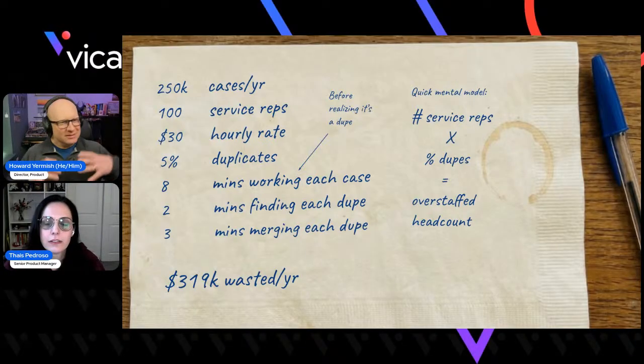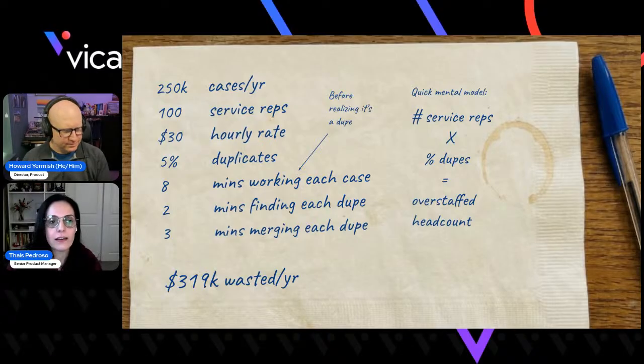Walk me through this, Thais. Yeah, so let's say that we have a support team with no detection in place. They don't really know the duplicates. They don't know how to spot that. But let's say that they have 250,000 cases a year. They have 100 service reps working on those cases and making about $30 per hour. And 5% of the cases that they see are duplicates. What does that look like for them?